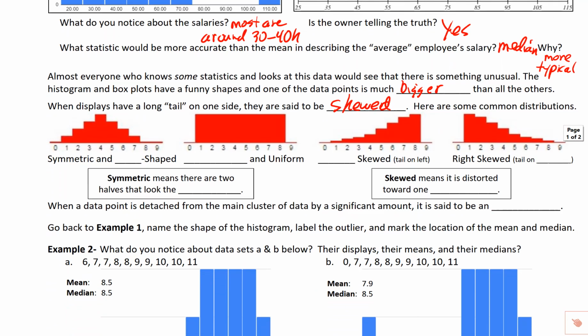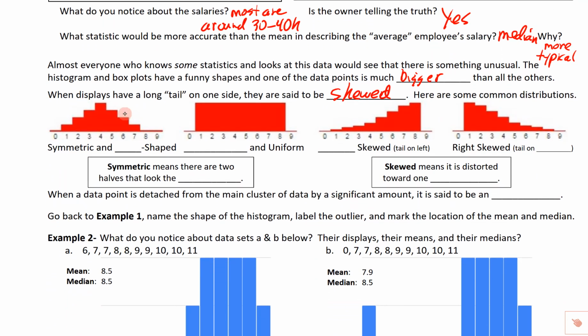So let's talk about these guys here. This first one is a pretty common one. This one is said to be symmetric and bell shape. So symmetric means there are two halves that look the same. So if I were to draw a line right here down the middle, the left half looks like the right half and so forth. This one here, the same thing is true. It's symmetric, so let's write the word symmetric. It's symmetric, and a different word than bell shape. That's kind of shaped like a bell. This is called symmetric and uniform.